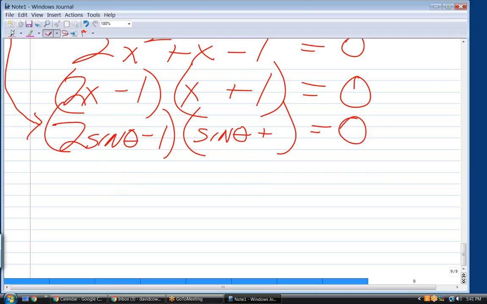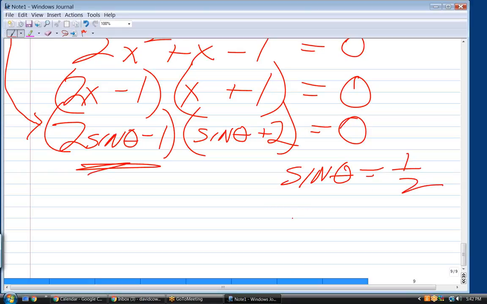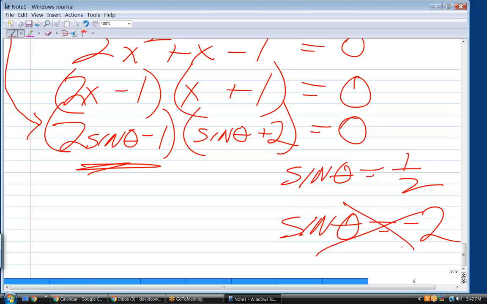What if this said this? What if I've done all my factoring and I came down to this? Now, notice that one solution is the sine of theta equals 1/2, right? From this part. The other solution is the sine of theta equals minus 2. Are both of those possible? Not the second one. In other words, sometimes one of these two solutions will not be possible, and you throw it out.